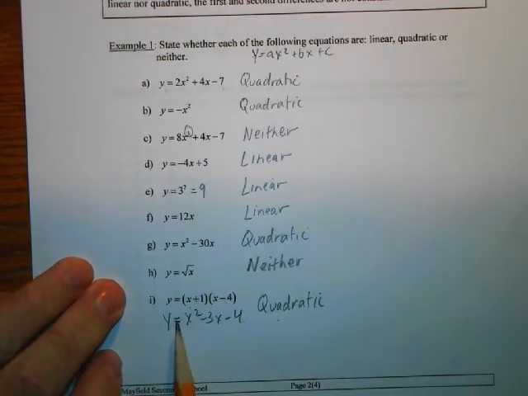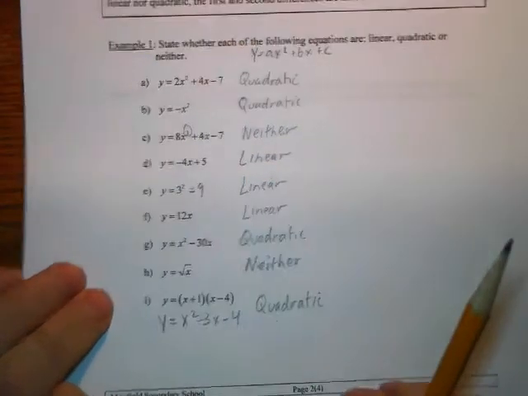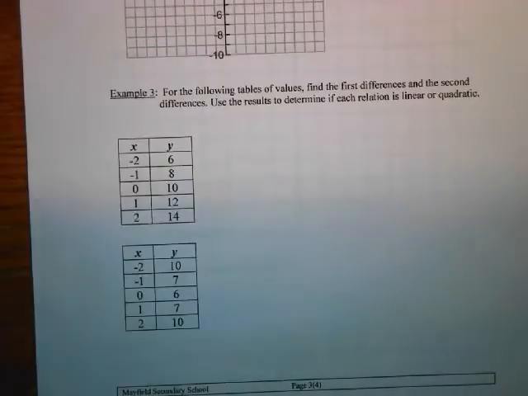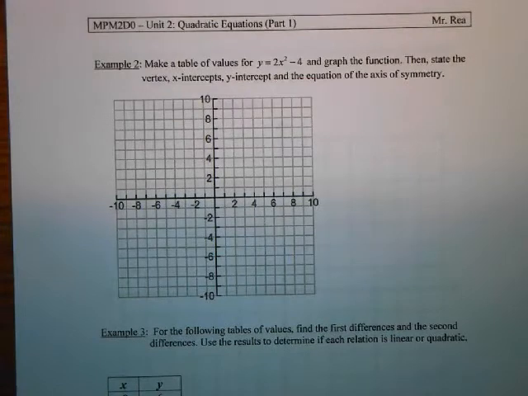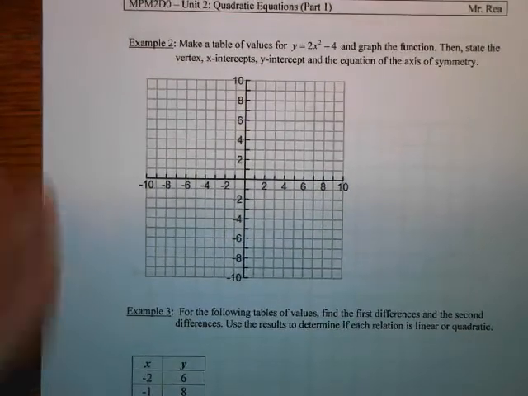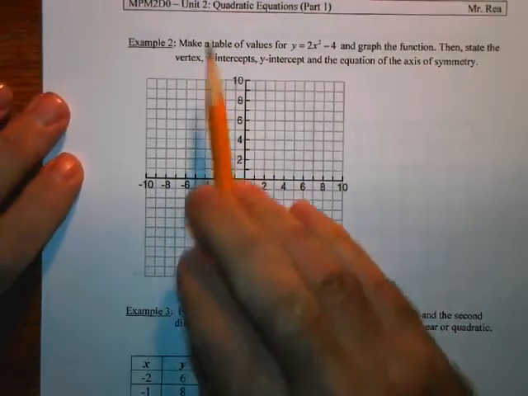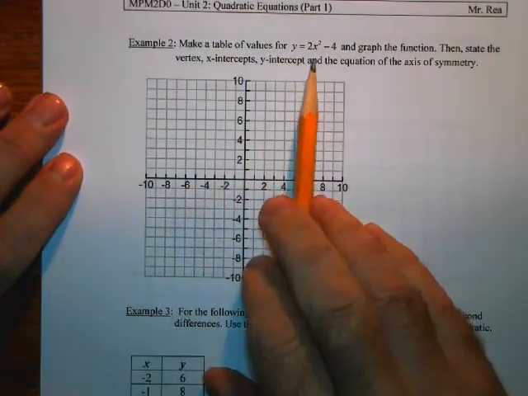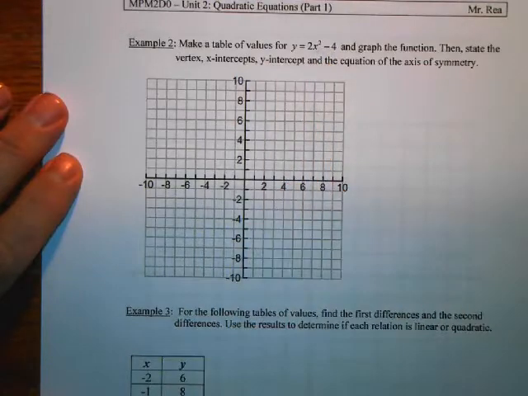We just give it a different form. So we'll talk about that later on. Okay. So on this page, we're actually going to do our first graph of a quadratic relation. It says make a table of values for y equals 2x squared minus 4, and then graph the function. And then from the graph, state the vertex, the x-intercepts, the y-intercept, and the equation of the axis of symmetry.